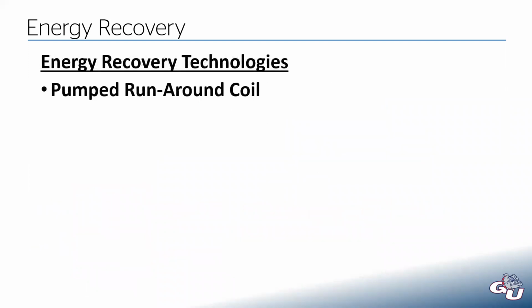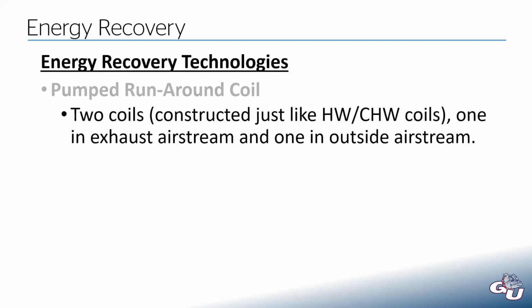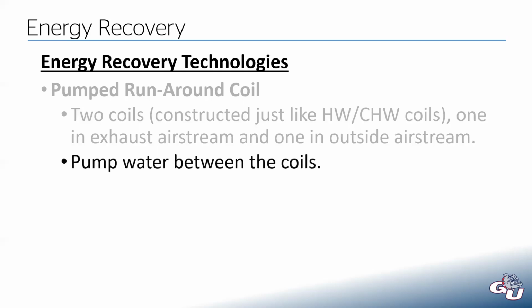First one is what's called a pumped runaround coil. You're going to have usually 2 coils. You could have more than that, but most commonly it's probably just 2 coils. And these coils are constructed just like hot water and chilled water coils. And you'll have 1 coil in an exhaust airstream and 1 in an outside airstream. And then you just pump water between those 2 coils. So you pump water to 1 coil, which then goes to the other coil and just goes back and forth.